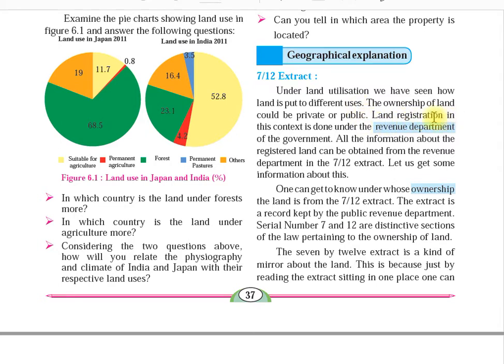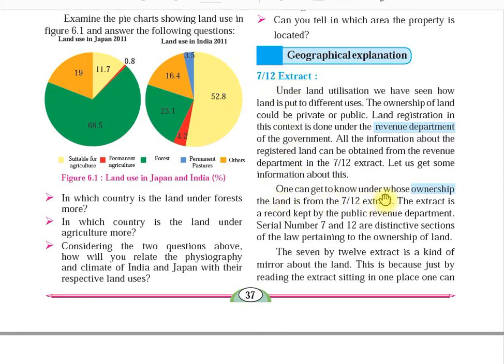Land registration in this context is done under the revenue department. So where it is done? Revenue department. Revenue department means what? Collection of your taxes of the government. All the information about the registered land can be obtained from the revenue department in the 7 by 12 extract. Let us get some information about this. Let us try to understand what you mean by 7 by 12 extract.